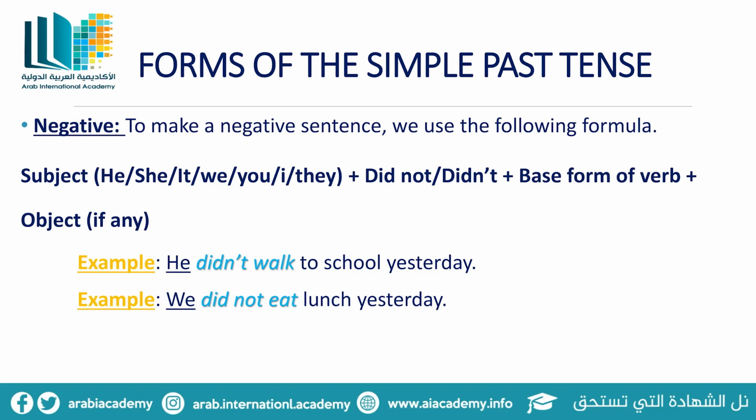For the second example, we did not eat lunch yesterday. We is the subject. We added did not since we are writing a negative sentence, followed by the base form of the verb. No need to add ed, no need to change it to another word if it's irregular. No need to add anything. In the negative sentence, the verb should be in its base form, like walk, eat, drink, for example, etc.